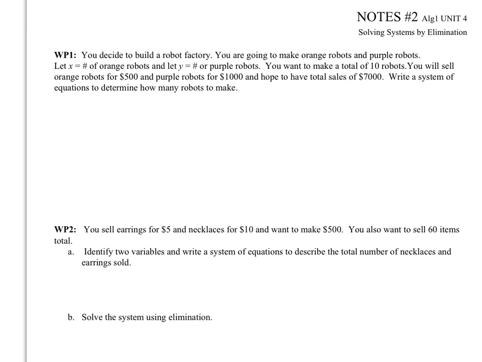This one is actually a recall from the robots, and we're just going to make sure we're all good with how to set up this problem. We're going to make orange and purple robots, and it says we're going to let x represent the number of orange robots and y represent the number of purple robots. You want to make a total of 10 robots.